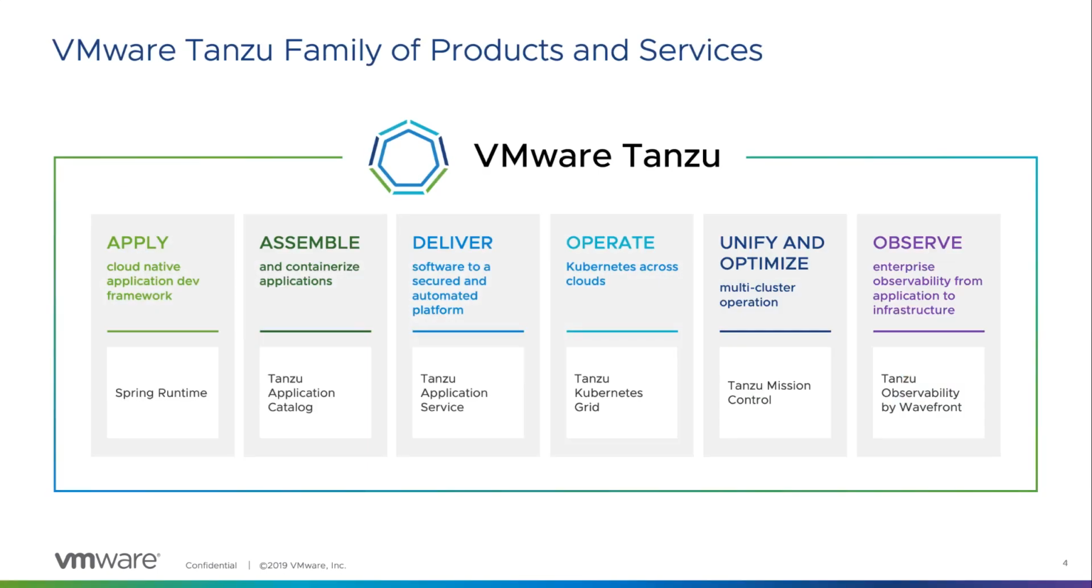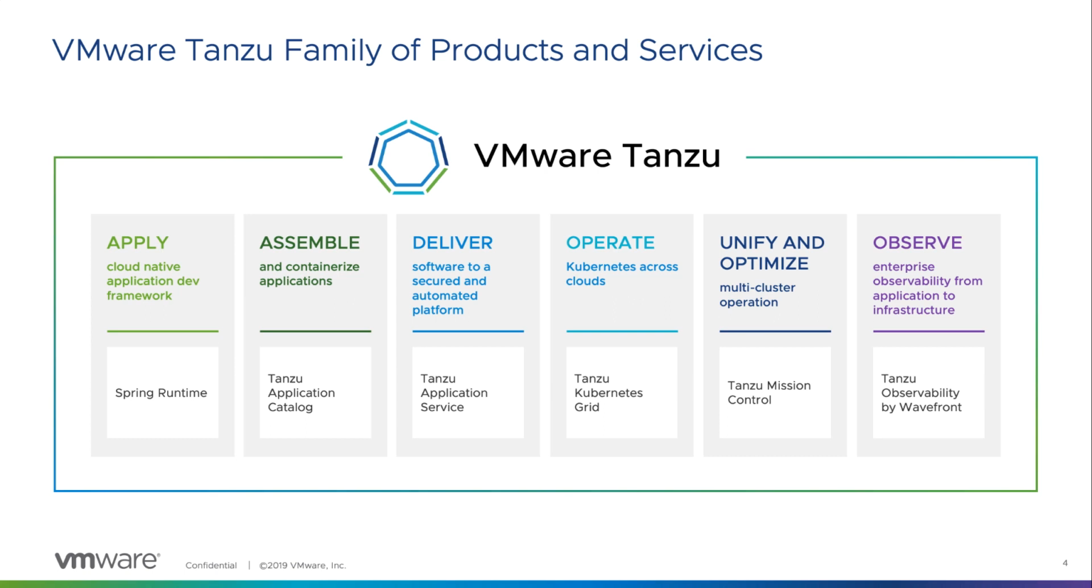So first off, I want to spend some time talking about VMware Tanzu as a whole. VMware Tanzu is VMware's modern application portfolio, which is not a single product, but includes a list of products and services with the main goal of helping our customers and partners with digital transformation in the cloud native area. As you can see on the slide, we have different categories and different products that fit into these categories. From all the way to the left for apply and assemble, which bring over Pivotal and Bitnami technologies, all the way over to the right with Unify and Optimize for Tanzu Mission Control, as well as observability with Tanzu Observability by Wavefront.